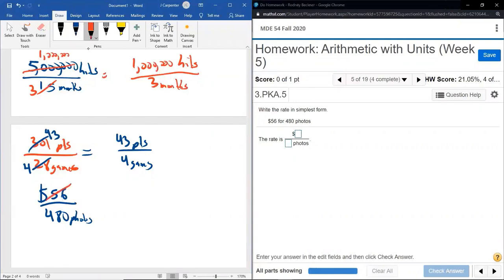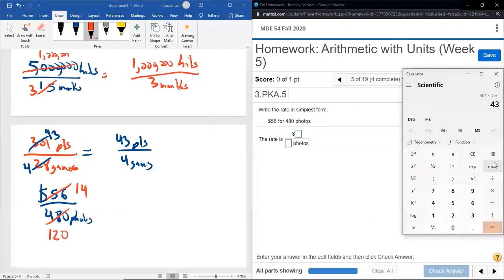4 is going to go into 56. Well, 40 would be 10 of them. There's 16 left, so that's 4 more, so 14. 4 will go into 48 12 times, and then we can just tack on a 0, so that should be 120. And maybe you don't trust yourself, or maybe you don't trust me at this point, because maybe I'm fooling you, or maybe I made a goofy little mistake.